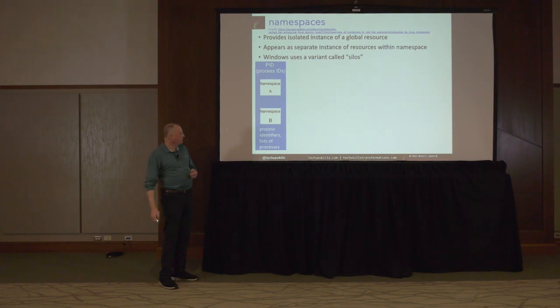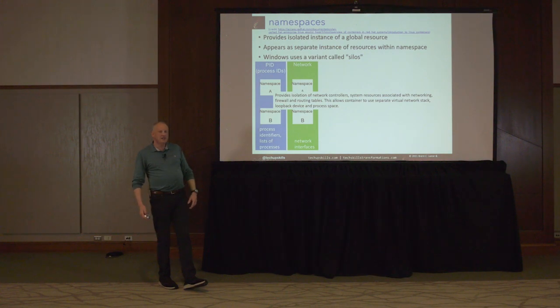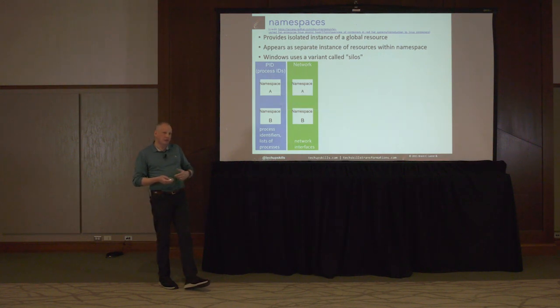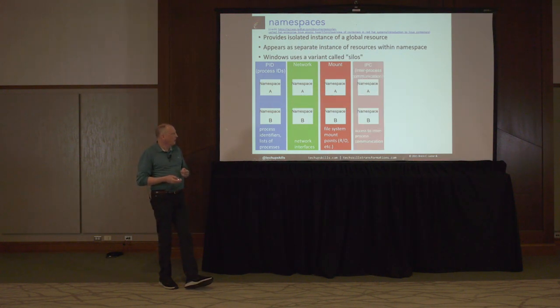Process identifiers and a list of processes. Networking provides isolation of network controllers, system resources, firewalls, and routing tables. Again, this is all about taking those general system resources and carving out sections or portions of them so that different containers can have sets of the resources themselves. Mount points isolate a set of system mount points, connecting up the spaces or the disk.